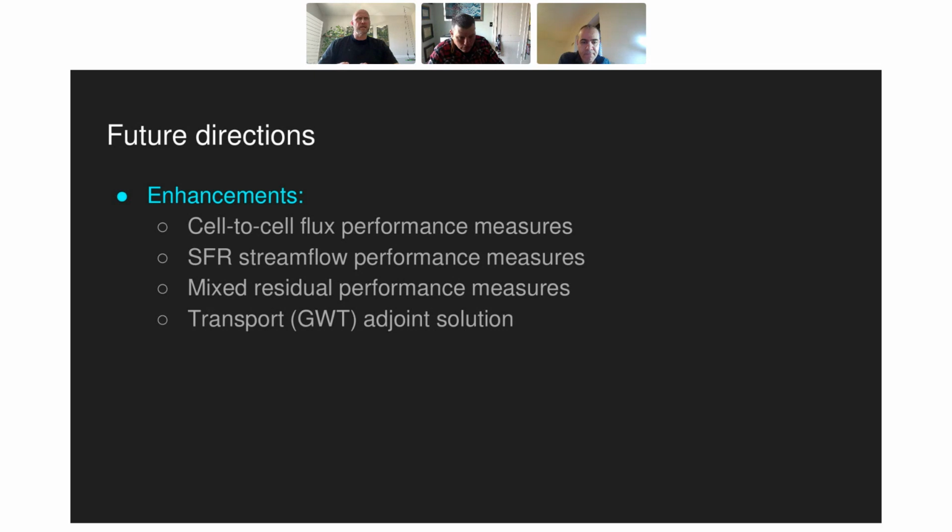How are the head observations passed in? When you define the performance measures, we have information about what cell it's in and what simulation time it corresponds to. For those residual based performance measures, you put the observed value and the weight on that same line when you're defining the performance measure information, and then it can propagate that to that objective function performance measure.